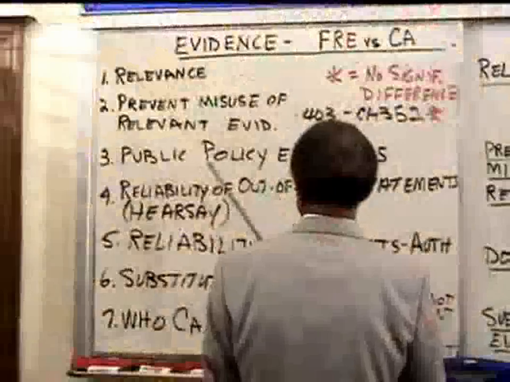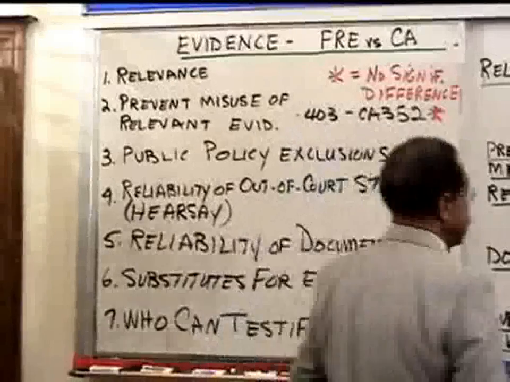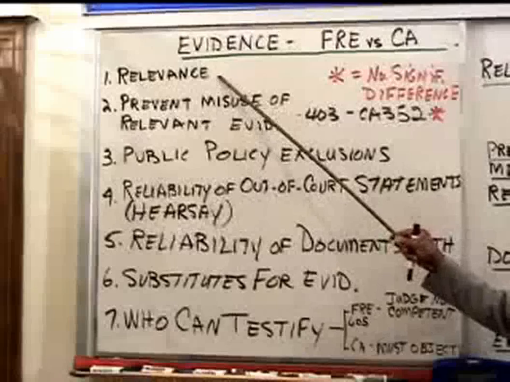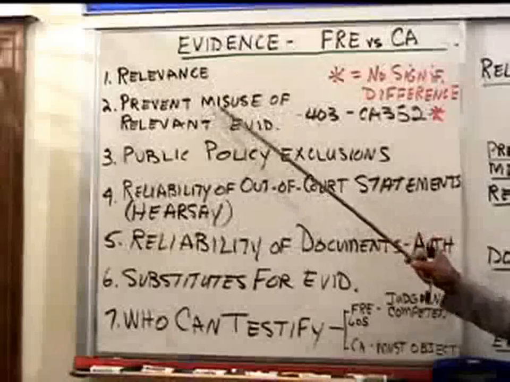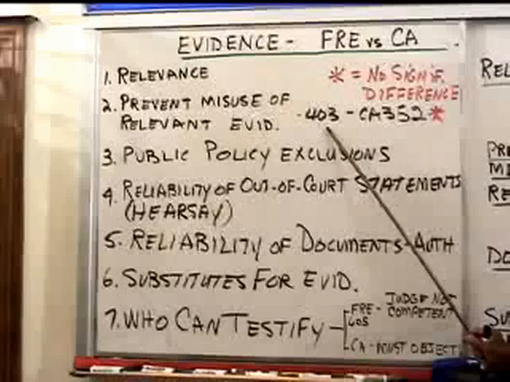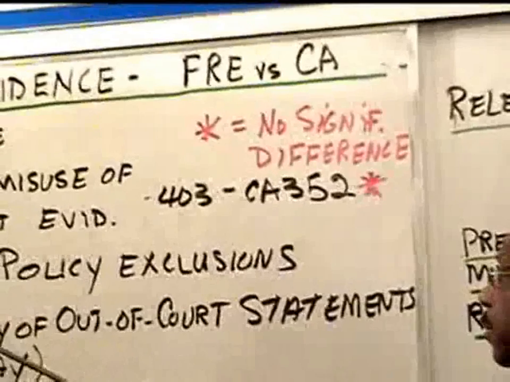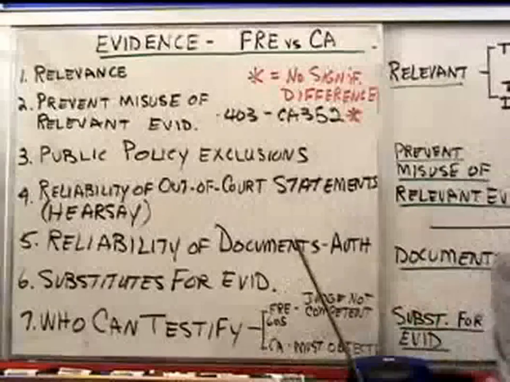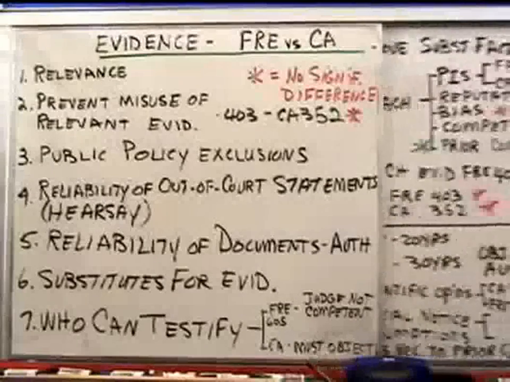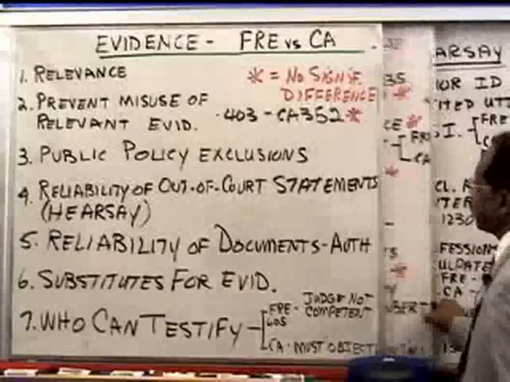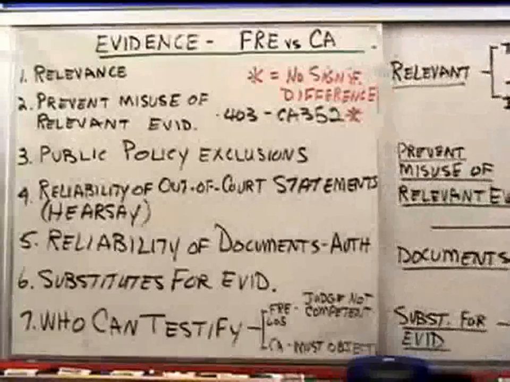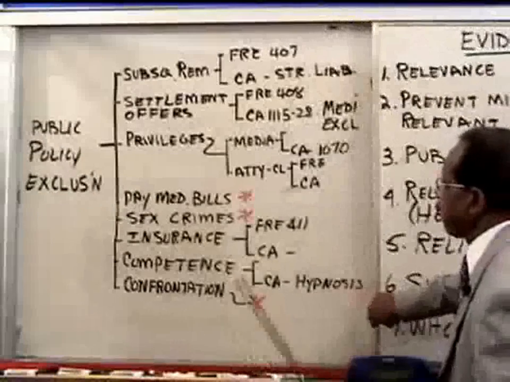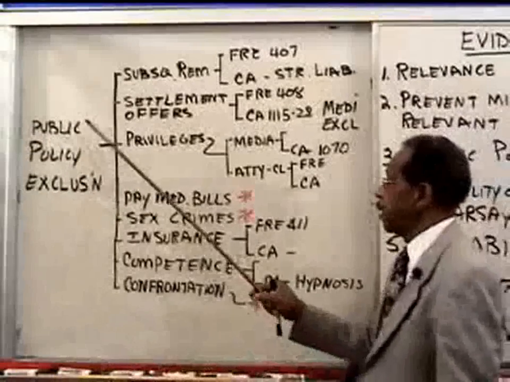Now that gets us then next to the public policy considerations. Over here on this board, we've talked about relevance, and we've talked about 352 and 403, and we're now moving to item 3, the public policy exclusions. So let's take a look at some of those. They're on this other board here. The public policy exclusions.